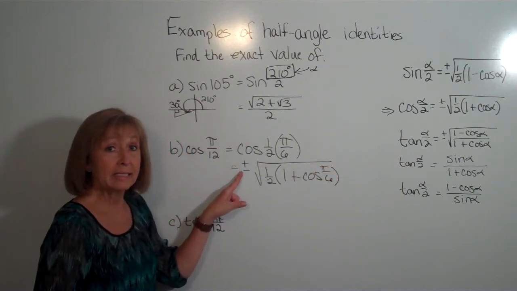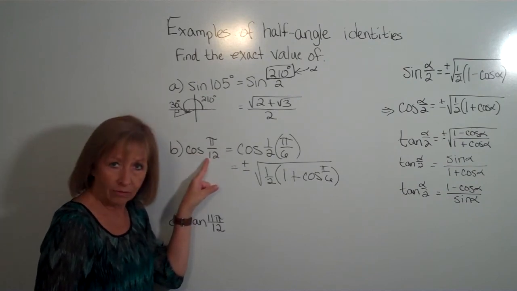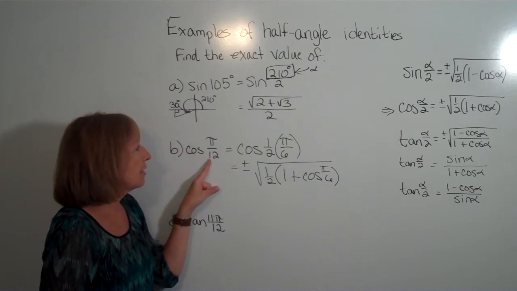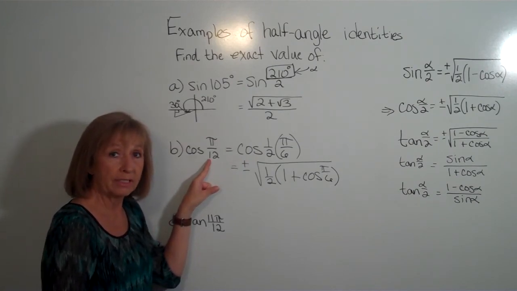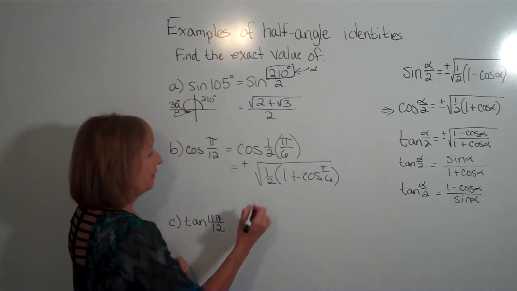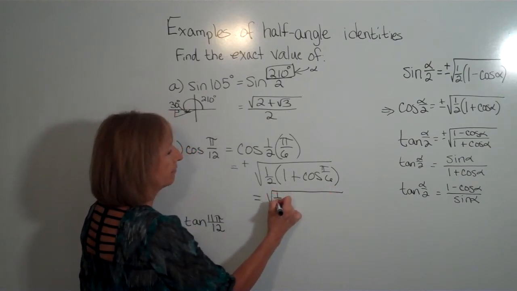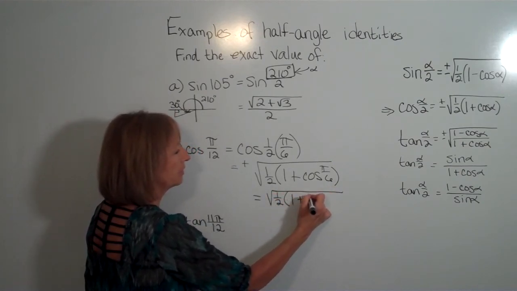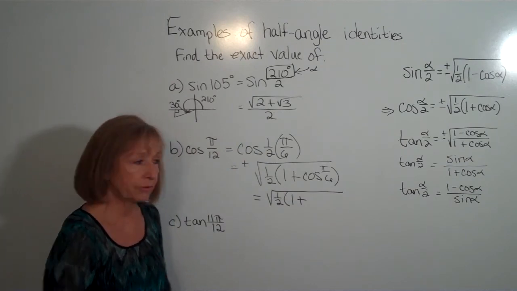Now the plus or minus is determined by what quadrant your half angle lives in. So this pi over 12 is in the first quadrant. So I'm going to use the positive sign for it. And then as we go through and look at this, we're able to then go 1/2 times 1 plus the cosine of pi over 6 is square root of 3/2.